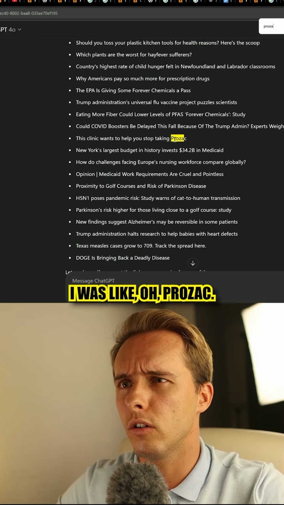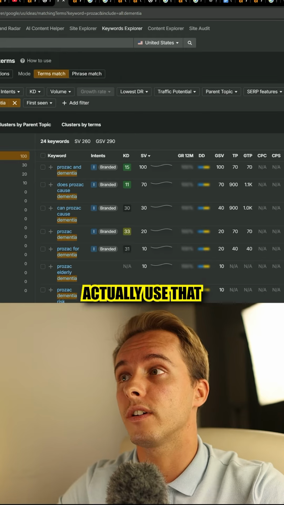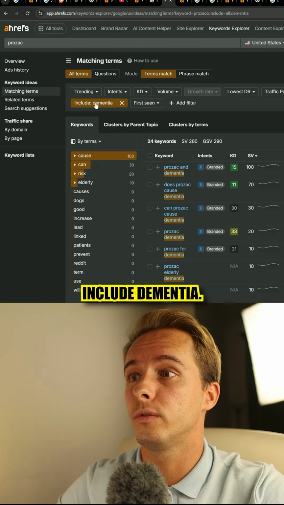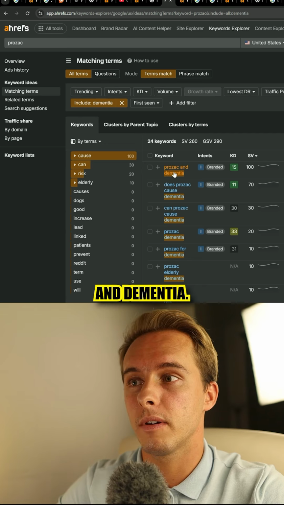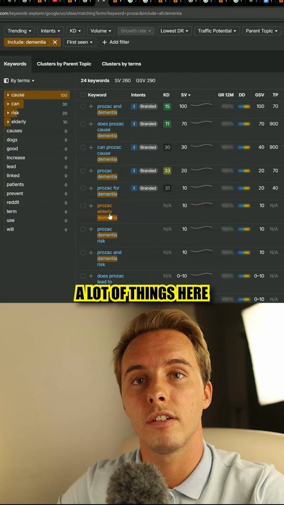When I was looking at this, I was like, oh, Prozac, interesting. I have no idea what that is. So we can actually use that to find more ideas. So I went to Prozac in that case, and then I added include dementia. And look at this, Prozac and dementia, does Prozac cause dementia? I just found a lot of things here that might be interesting.